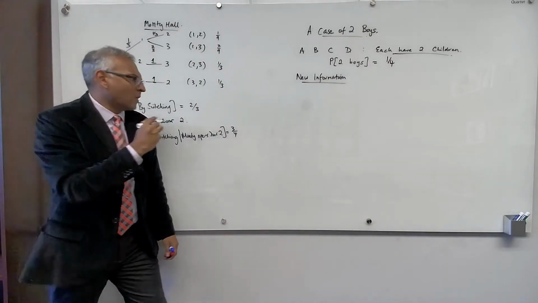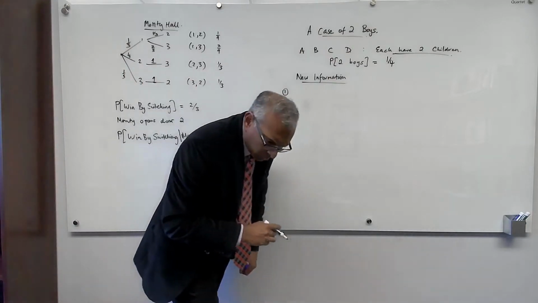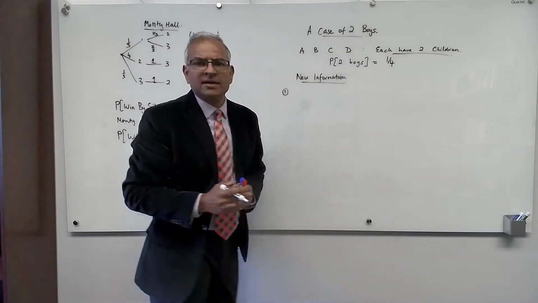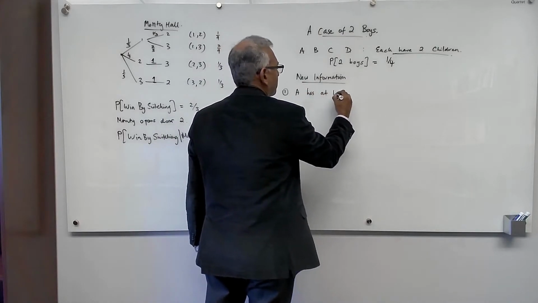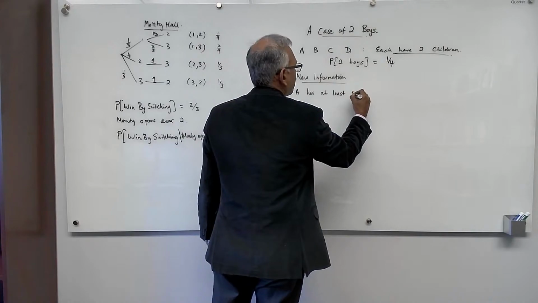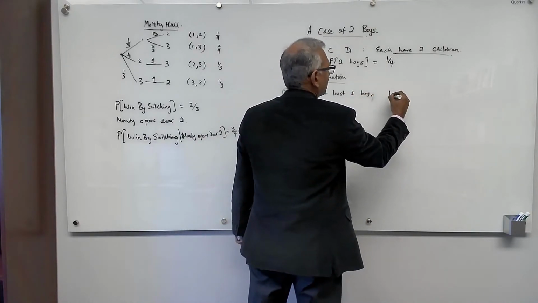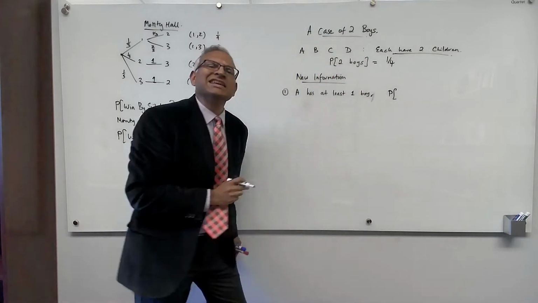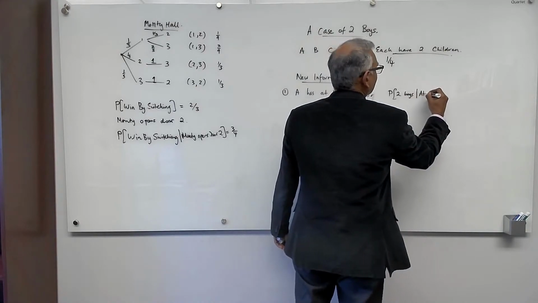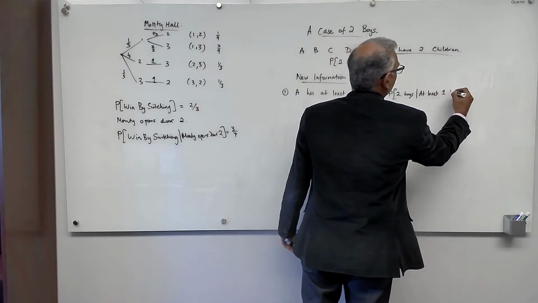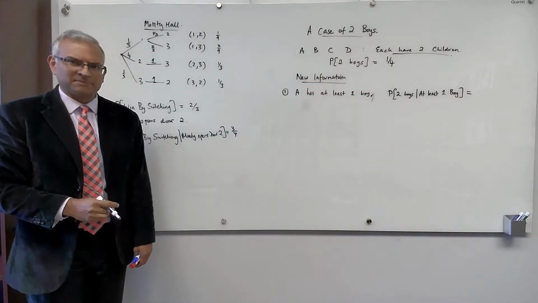Okay, new information 1. In this case, A has at least one boy. So what is the probability now, given this additional information, of 2 boys, given at least one boy? Okay, so that's the exercise. And I'm going to tell you the answers.